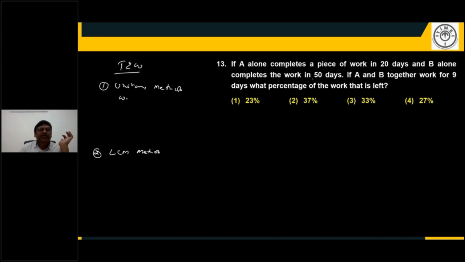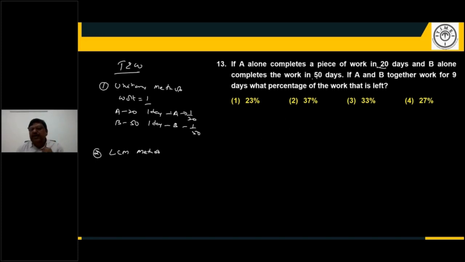In the unitary method, students, we assume the work as 1 unit. For example, if I ask you when they will finish it, we'll see what they do in 9 days. A will complete the work in 20 days, which means in 1 day A will do 1 by 20th of the job, because work is 1. Students, B will complete the work in 50 days, which means in 1 day B will do 1 by 50th of the job.